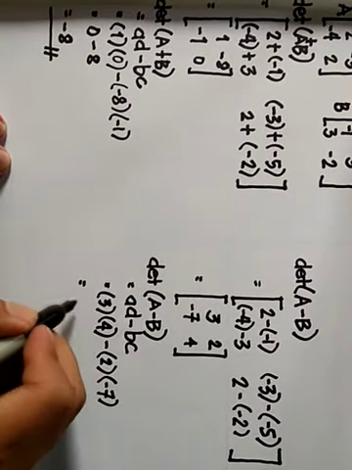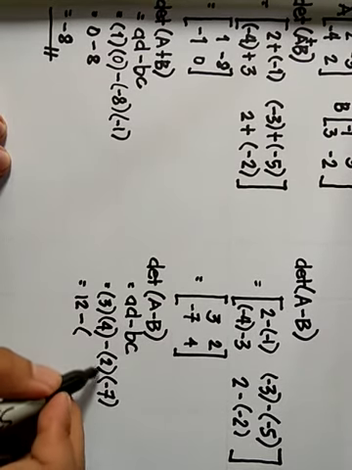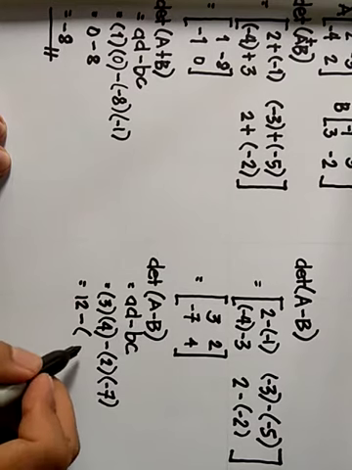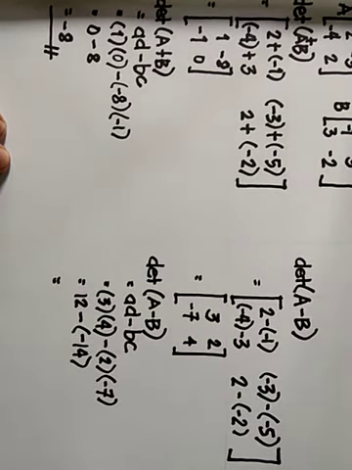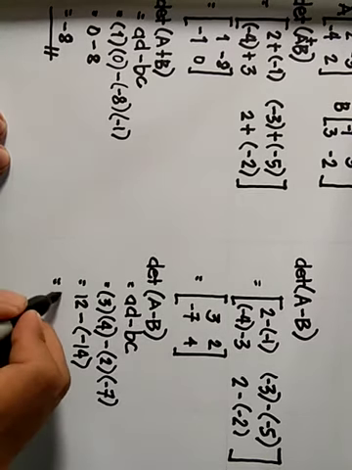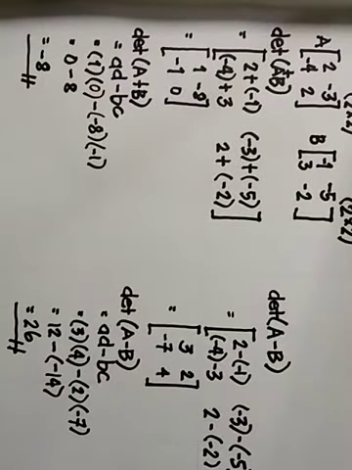So we will have 3 times 4, that is 12. Then minus 2 times negative 7, we have negative 14. So kapag atin siyang pinag-minus, we will have 12 minus negative 14 is equal to 26. And that is our determinant for A minus B sa ating 2 by 2 matrix.